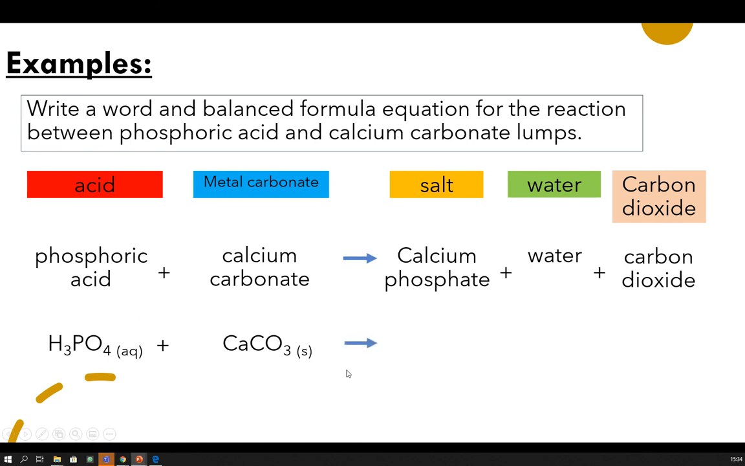So for calcium phosphate, we need to work out the formula again. Calcium has a valency of 2, and the phosphate group ion has a valency of 3. So if you swap those numbers over, you can't simplify them, you should end up with a formula of Ca3(PO4)2. And don't forget, because we've got multiple group ions here, we need to put the phosphate group ion in brackets, and then the 2 outside to show we've got 2 phosphate group ions.